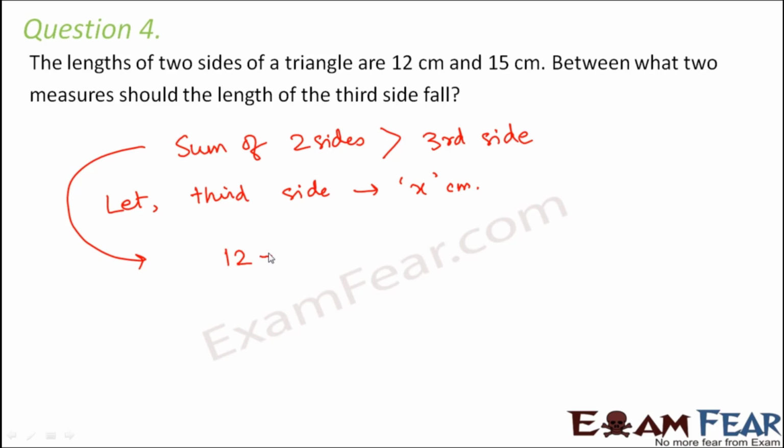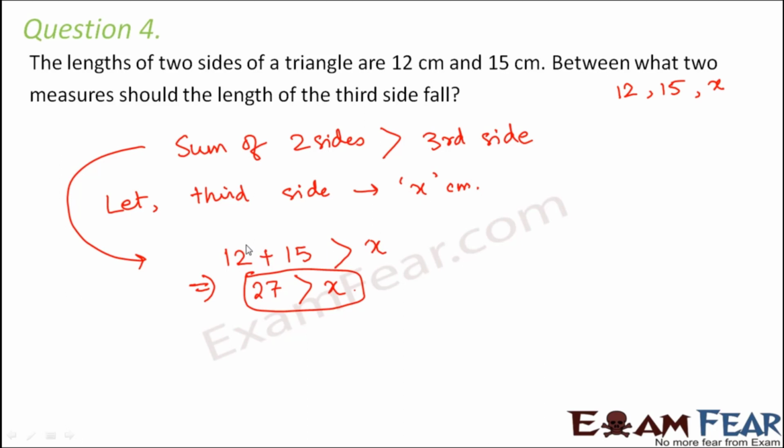As per this property, the sum of these 2 sides, that is 12 plus 15, should be greater than x. 12 plus 15 is 27, so 27 should be greater than x. That means the value of the third side should be less than 27 centimeters. So that is one relation that we have developed. Now, is there any minimum value of x that is also needed? Of course, there is a minimum value as well, because in this case we are assuming that the three sides of the triangle would be 12, 15 and x.